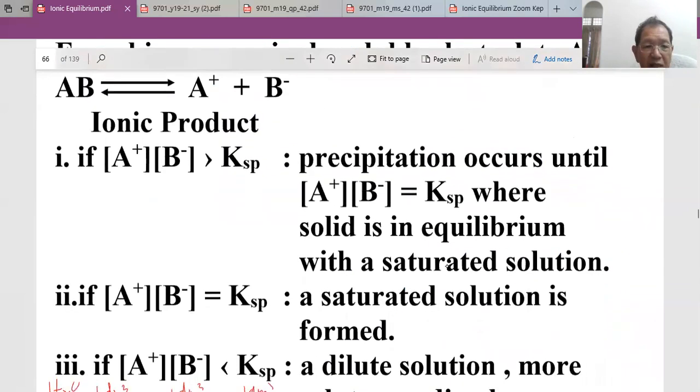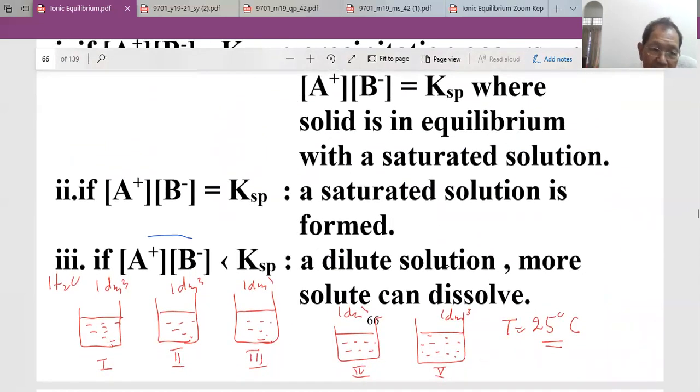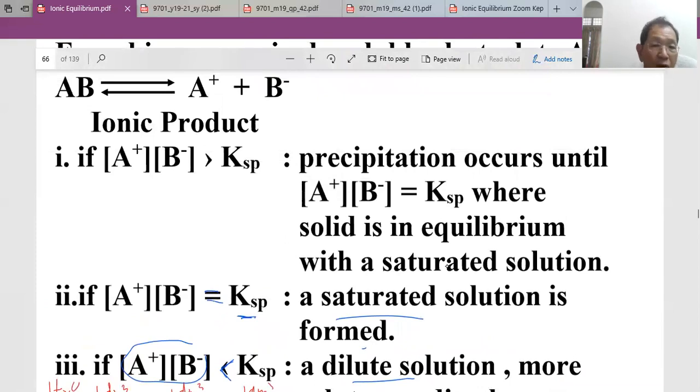Let me put it down here. See, if the ionic product is less than Ksp, it is a dilute solution, and more can dissolve. If it's equal to the Ksp value, it's a saturated solution, remember, at a given temperature. But if it's greater, precipitation will occur. Let's say you heat it up so more dissolves, and then you cool it down. As you cool down, solid comes out, called crystallization. Why? Because the concentration exceeds the Ksp for that temperature. So precipitation occurs until the Ksp is reached.